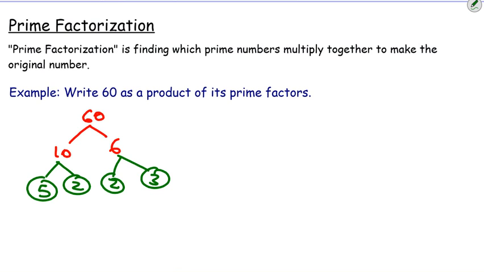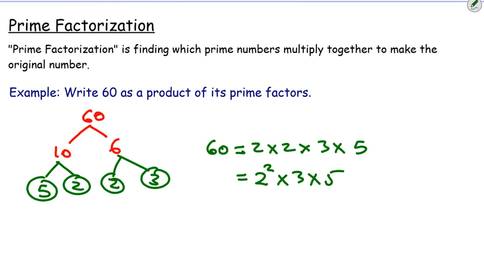So if we want to write 60 as a product of its prime factors, we'll end up with this. 60 is equal to 2 multiplied by 2 multiplied by 3 multiplied by 5, which can be written as 2 squared multiplied by 3 multiplied by 5.